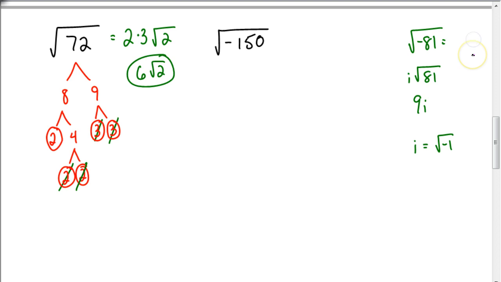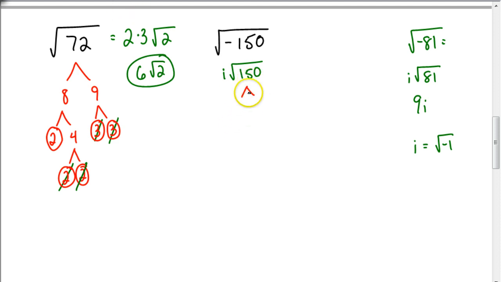So let's look at this particular example. Here I have the square root of negative 150. We can never take the square root of a negative number. So to make this positive, I'm going to start out by removing an i, so it's going to be i times the square root of a positive 150 now. And now we're going to do it just like we did in this previous example. I'm going to factor this down.